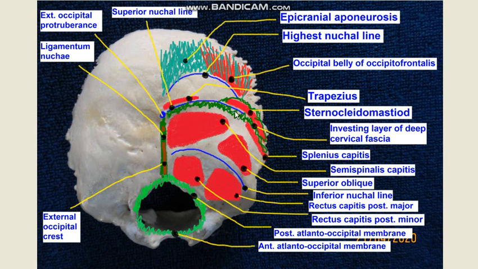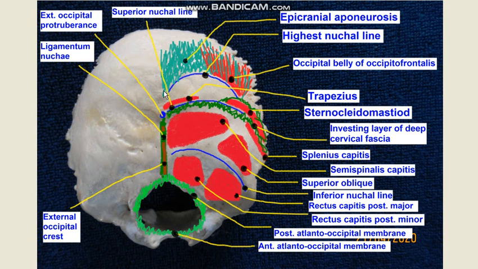Not only that, along the superior nuchal line you can make out this green structure, the investing layer of deep cervical fascia. It is attached to the superior nuchal lines, and that means that the portion below the superior nuchal line is part of the neck, and the portion above the superior nuchal line is part of the head, that is, it's part of the vault of the skull and it's part of the scalp.